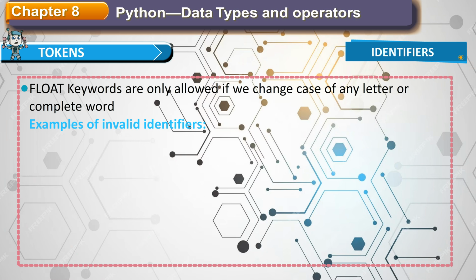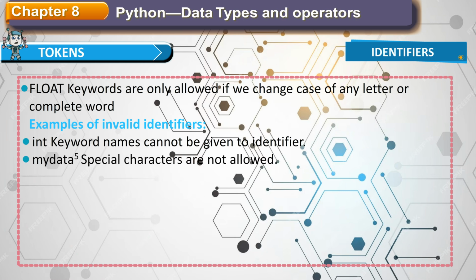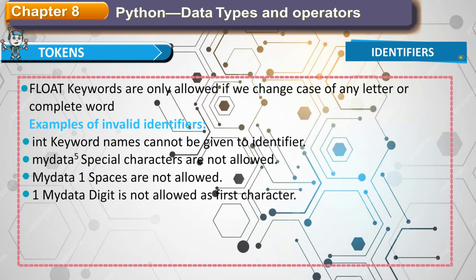Examples of invalid identifiers. int: keyword names cannot be given to an identifier. my@data5: special characters are not allowed. my data1: spaces are not allowed. 1mydata: a digit is not allowed as the first character.